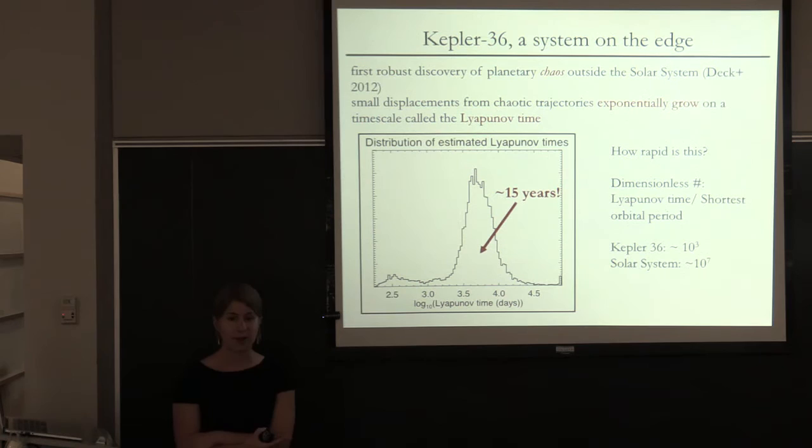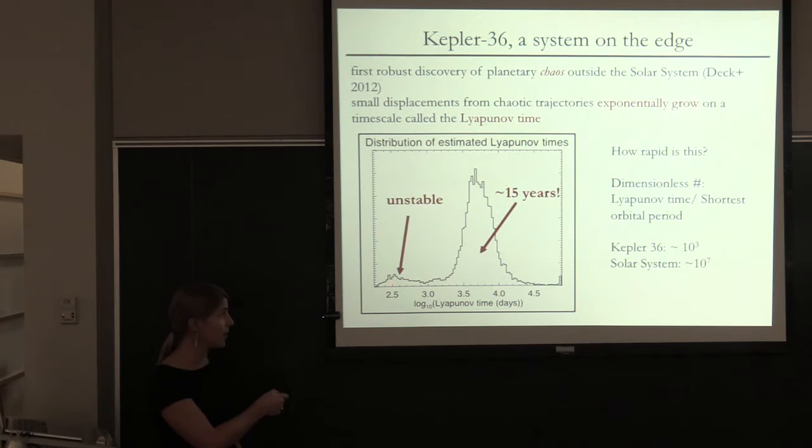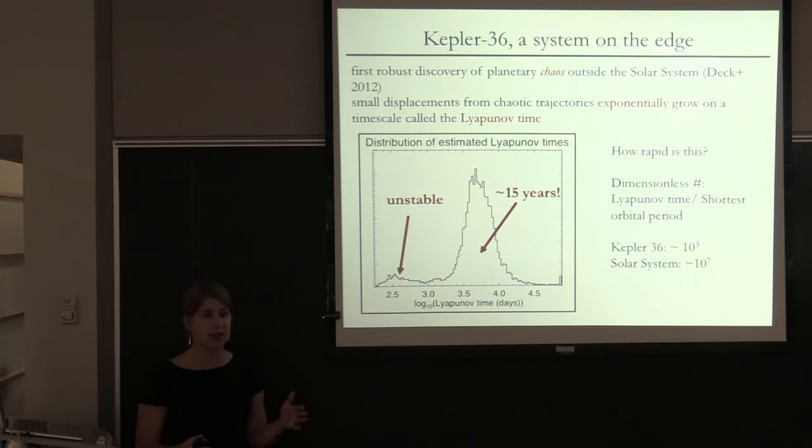You'll also notice that there's this small bump here at very, very short Lyapunov times, only several hundred years. That corresponds to initial conditions that are consistent with the data, but exhibited instability during our integrations. So Kepler-36 is, of course, long-lived because we're observing it. But what this is telling you is that the system is very, very close to the edge of stability. And so this motivated me to ask, what would have happened if the planets were more massive or more eccentric or closer together?